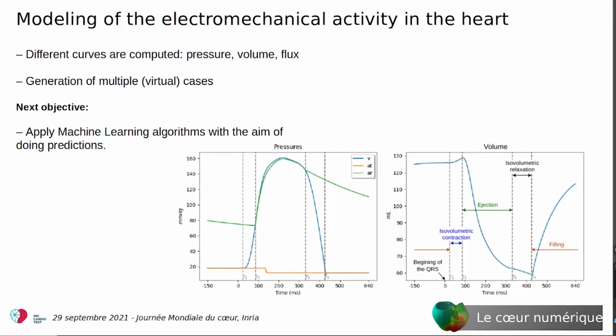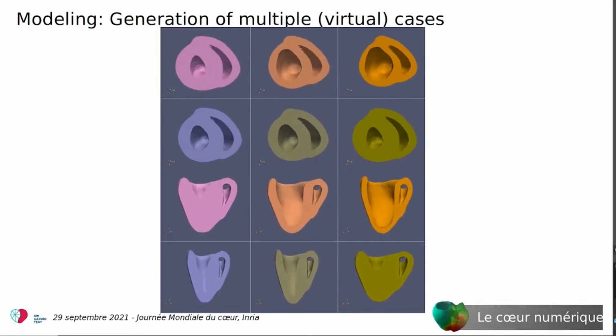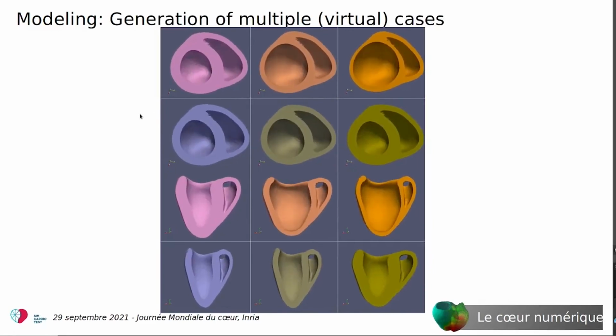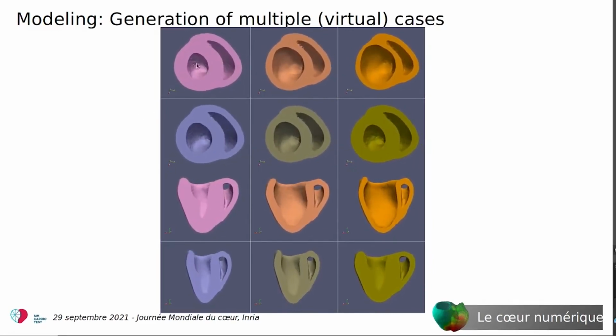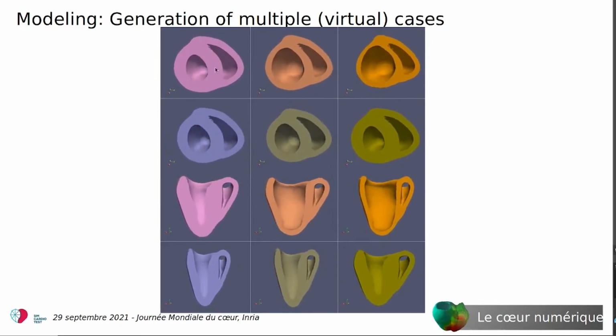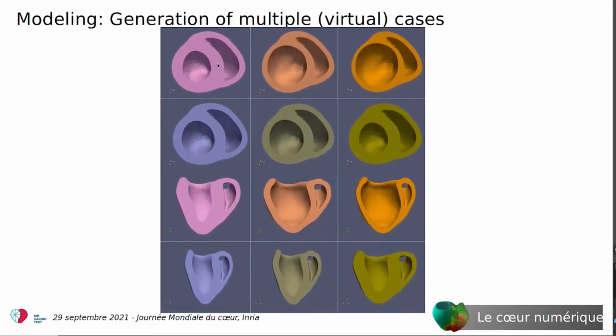A few examples of what we are able to do now. For one heart, we can modify the anatomy. For instance, here in the top left, we can see that the wall in the left ventricle is considerably thicker. So the idea is to generate a whole lot of virtual cases, do some simulations of them, and study the different outcome scenarios of each.